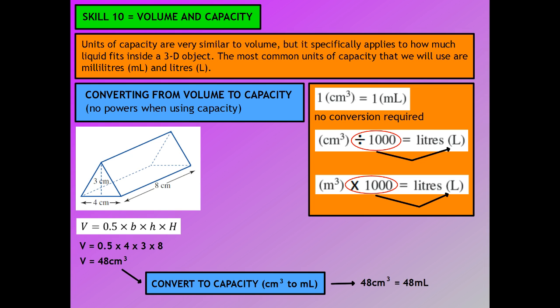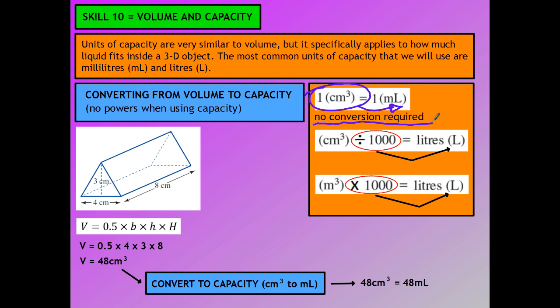This is very similar to the conversions that we did in skill 1 with length, area and volume, although the conversions we need to do in skill 10 are much easier and the charts are much smaller. If we look in the orange text box on the right, we can see if we want to move from centimetres cubed to mils, we don't have to do any conversion at all. They are essentially the same. So if you had 20 centimetres cubed, it would be 20 mils. If you had 80 centimetres cubed, it would be 80 mils. So there's no conversion required if you want to go from centimetres cubed to mils.